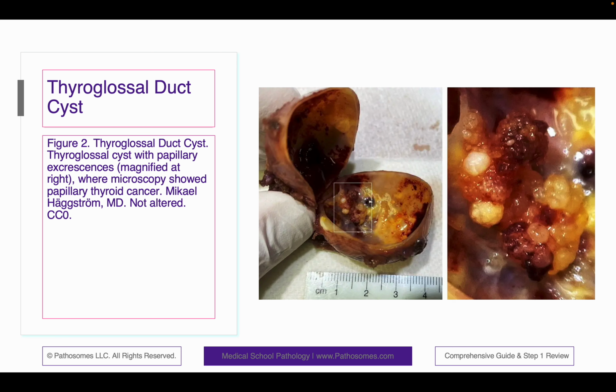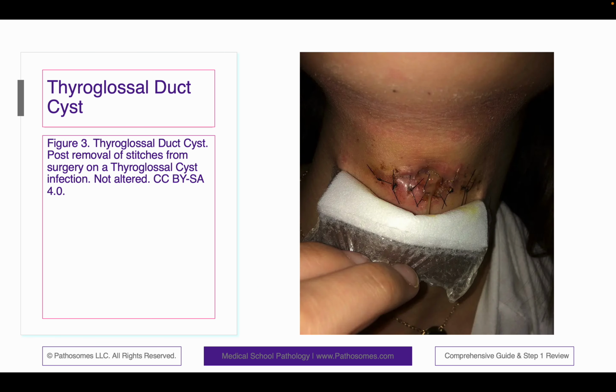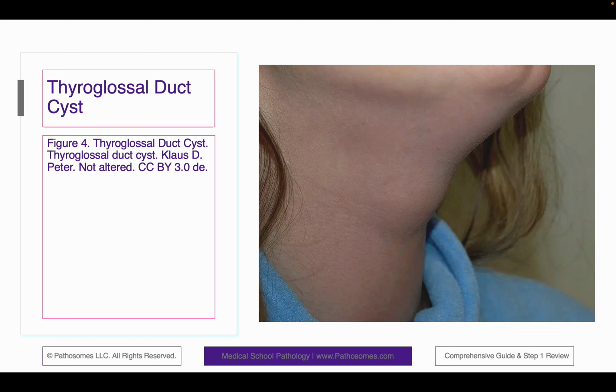So here we have the thyroglossal duct cyst with papillary excrescences. Interesting. And this patient had a removal of a thyroglossal duct cyst. A surgeon, probably you in the future, may be performing this. And here we have another patient. On physical exam, she has a clear protuberance on her anterior neck, which was found to be a thyroglossal duct cyst.